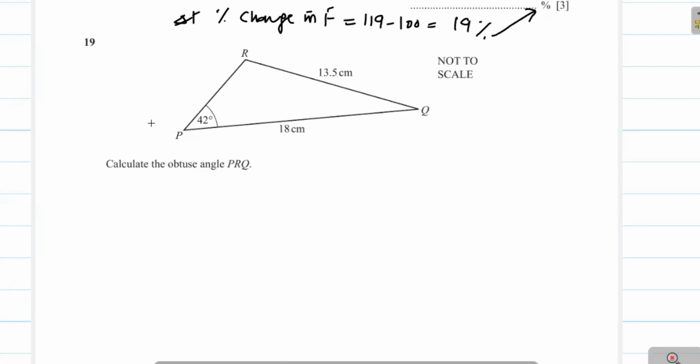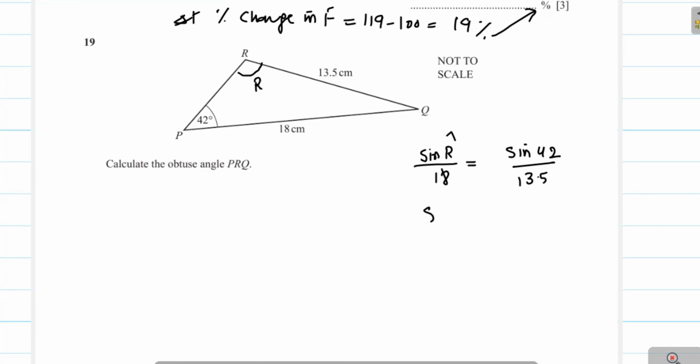Question 19. Calculate the obtuse angle PRQ. You see here the PRQ angle. This is the PRQ angle. We name it as R. Now, here are two sides and two angles relationship. Therefore, we use the sine rule. According to the sine rule, we write here the sine of R divided by the opposite side. This is 18, equal to sine 42. Our opposite side here is 13.5.